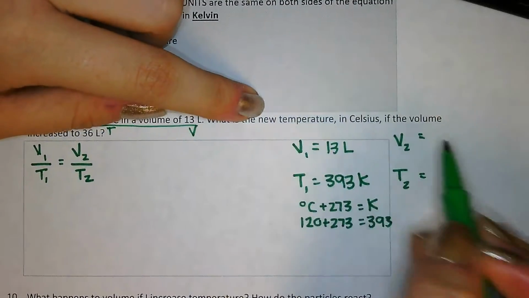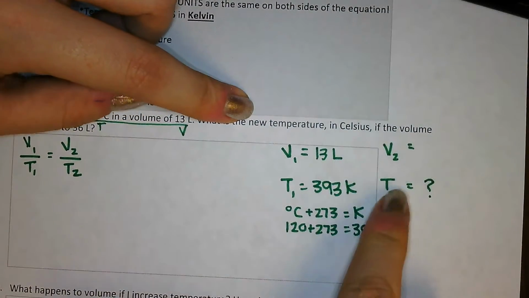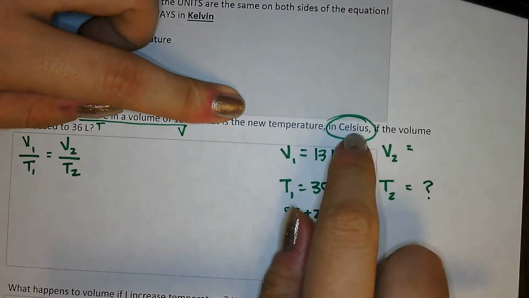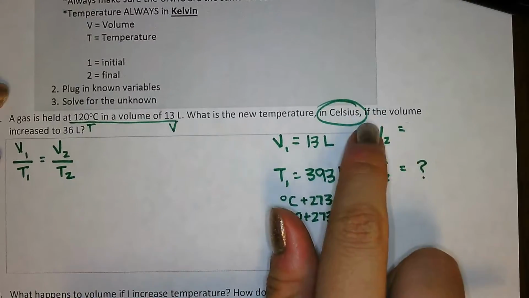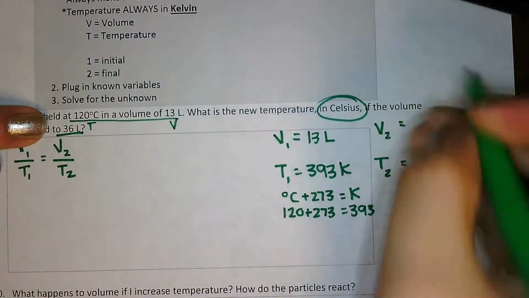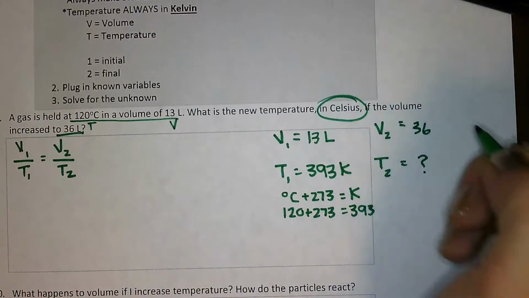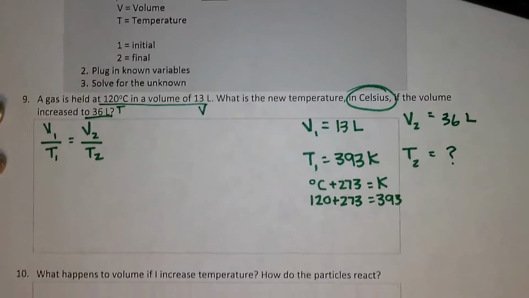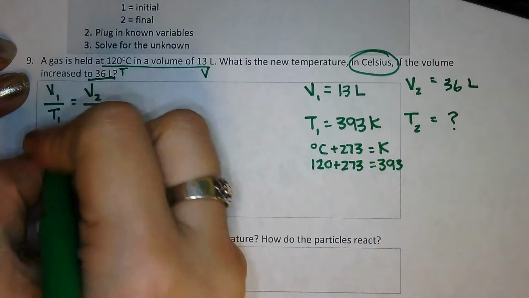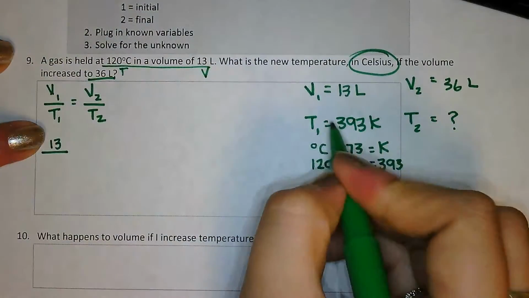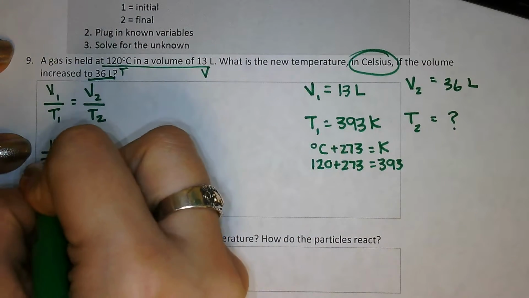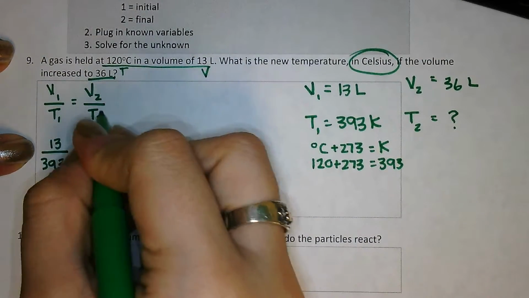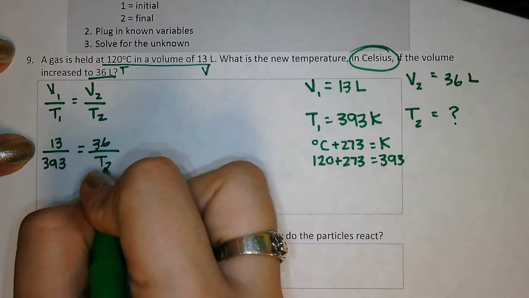What is the new temperature? So I want to find out T2. In Celsius, you have to remember they want the answer in Celsius. If the volume is increased to 36 liters, so V2 is 36 liters. So now I can plug my numbers into my main equation. V1 is 13, T1 is 393, equal to V2, which is 36, over T2, which is unknown, so I will leave it as T2.